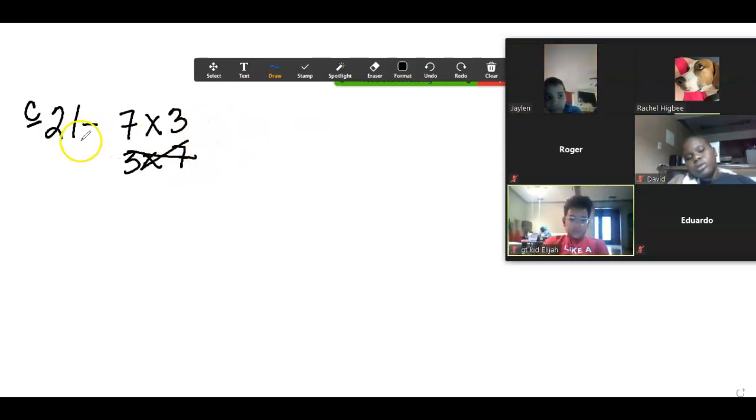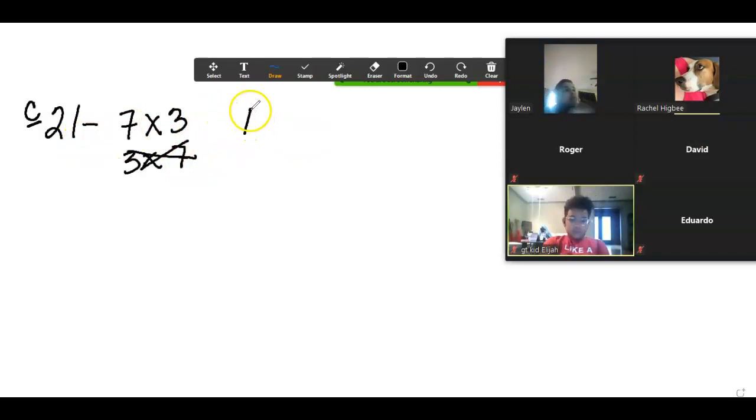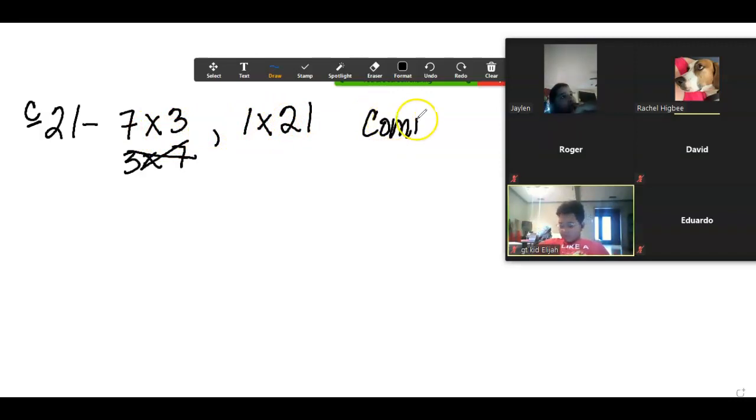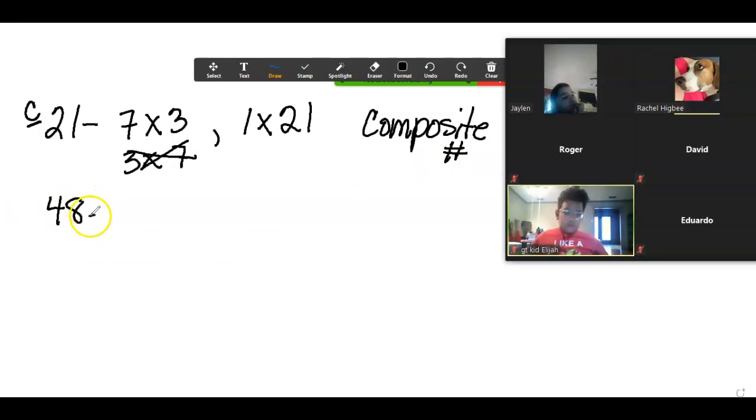Okay, so remember, every single number has 1 times itself, right? Every number. It doesn't matter what number it is. 1 times itself is a factor pair. Okay, so since this has 2 factor pairs, this is a composite number. Okay, good job, Elijah.